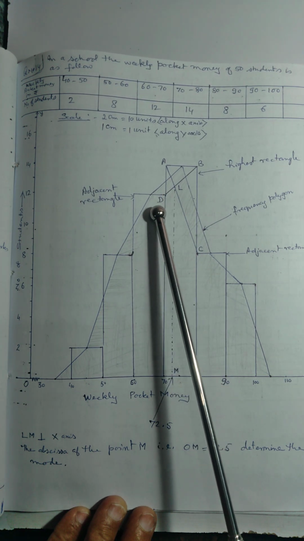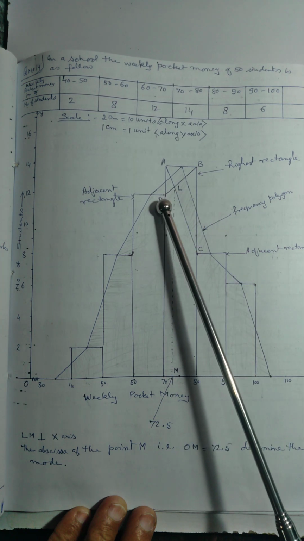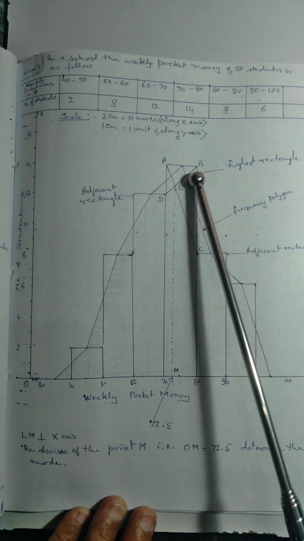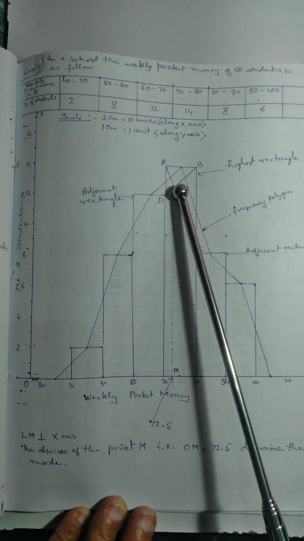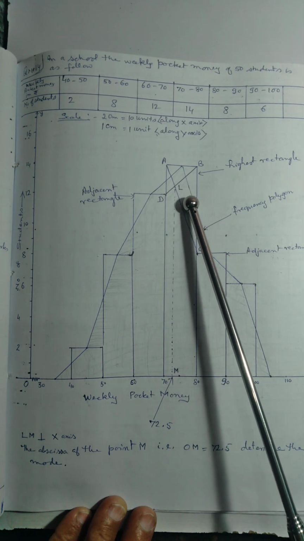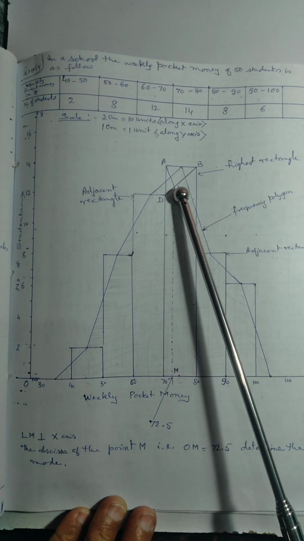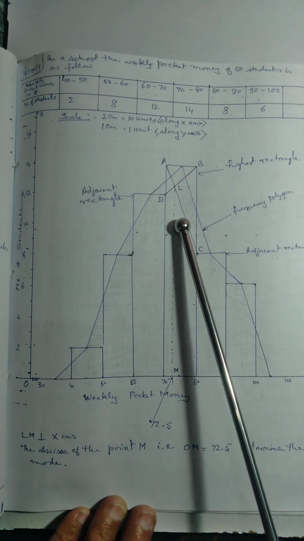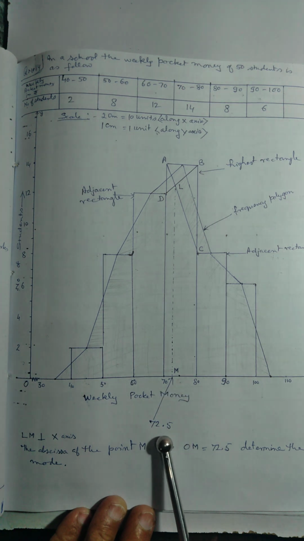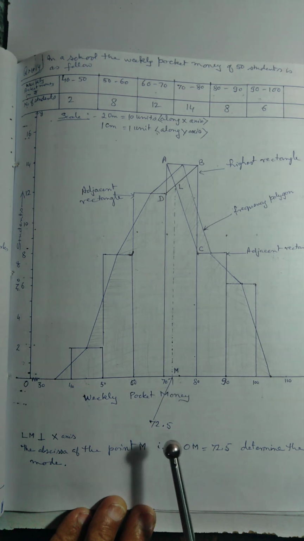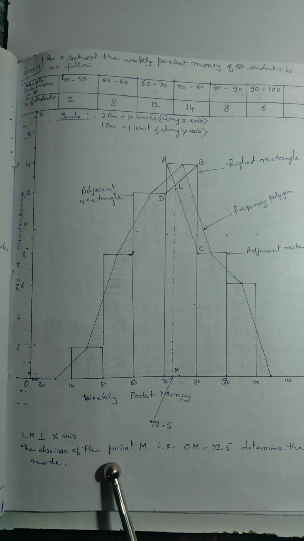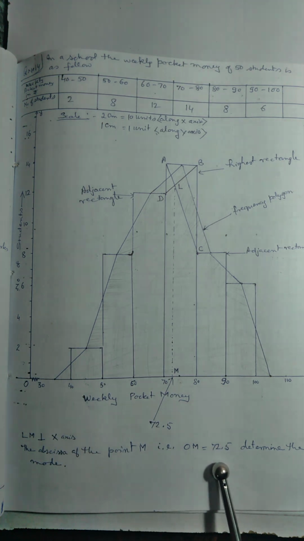So that is why I have joined BD and AC. So now you see, BD and AC, they intersect each other at the point L. जो BD और AC है, एक दूसरे को कहाँ पर इंटरसेक्ट करते हैं, L पर. So just drop a perpendicular from L to M, and M is the mode, that is 72.5. LM is the perpendicular on the x-axis. The abscissa of the point M, that is OM, is equal to 72.5.